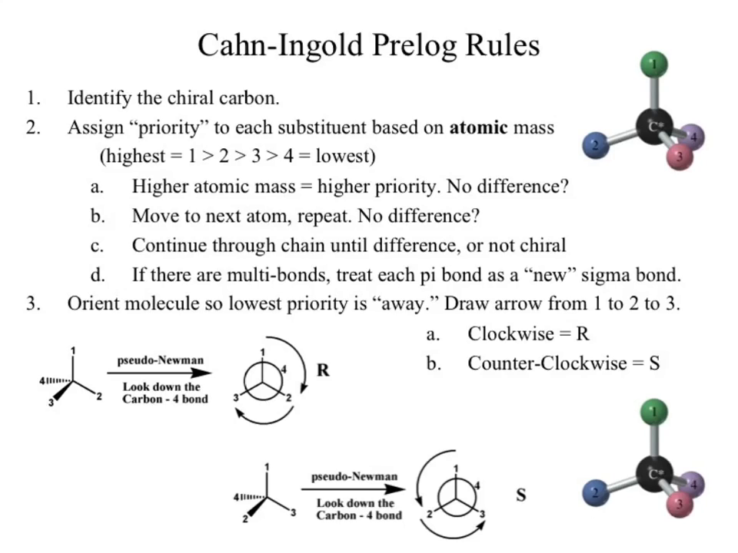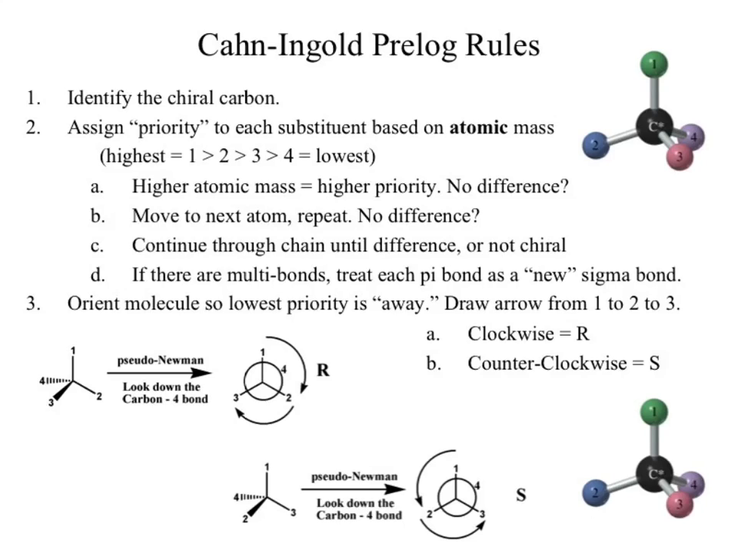It all goes back to atomic mass. The higher the atomic mass, the higher the priority. Right? What if there's no difference? You move to the next atom. Right? And again, evaluate atomic mass. There's still no difference. You move to the next atom. Again, you compare atomic mass. If you go all the way through and you find no difference, then what does that mean? You picked the non-chiral carbon. Try again.